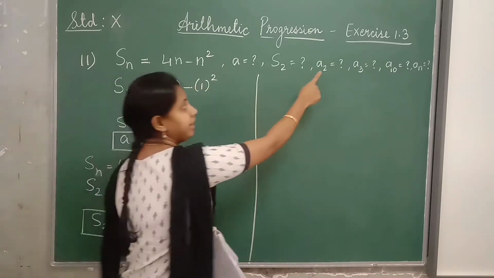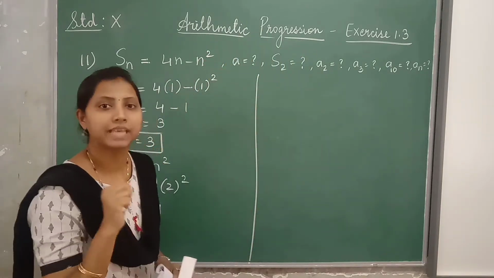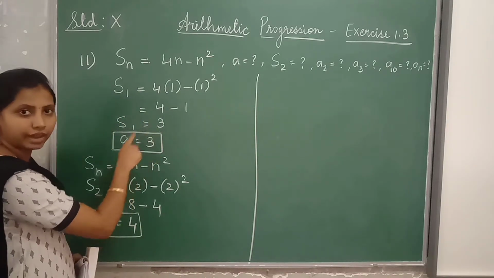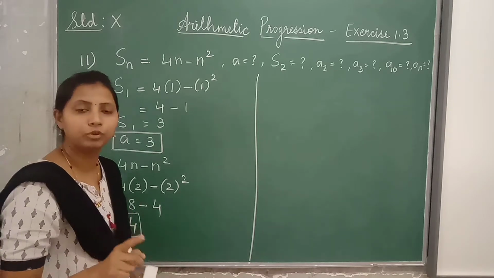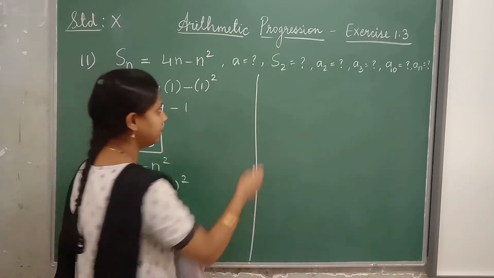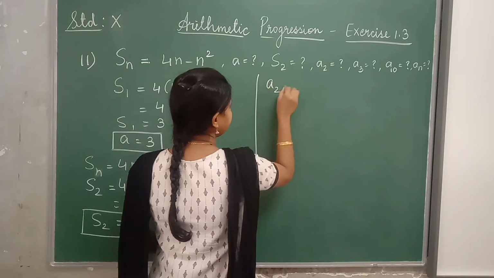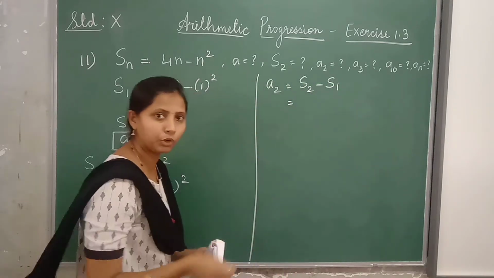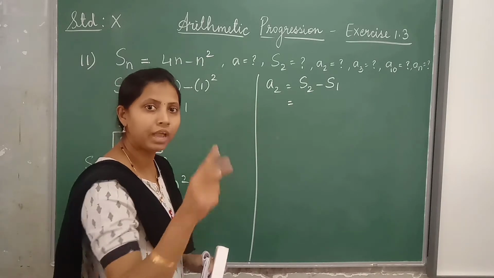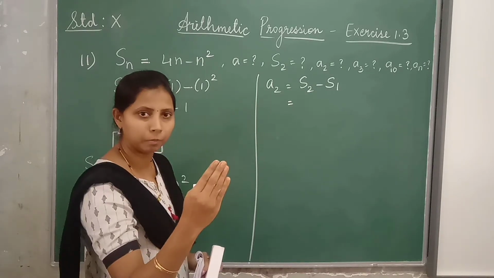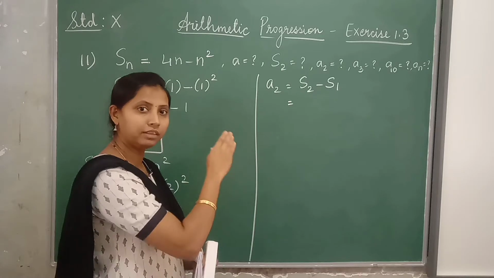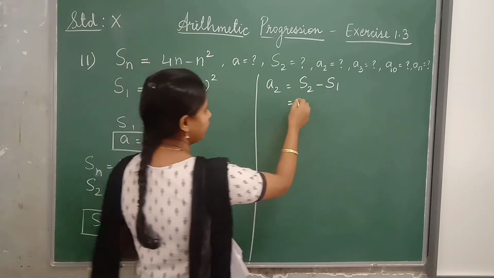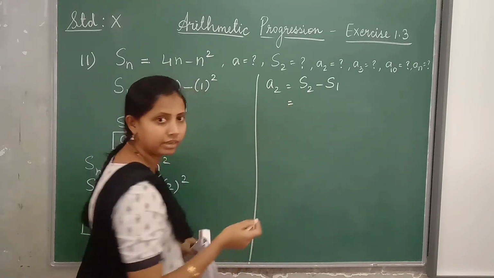Then how to find A2, second term? So second term will be nothing but S2 minus S1. S2 minus S1 will give you the second term. Isn't it? You can take an example of an AP. Add the two terms, first term and the second term. Then subtract from that the sum of the first term. You will get nothing but the second term. Okay. So A2 is equals to S2 minus S1.